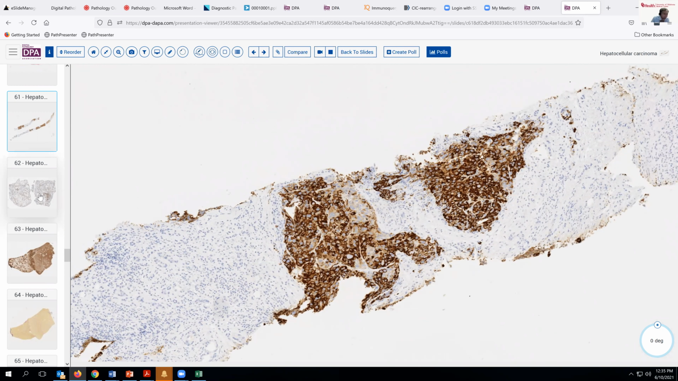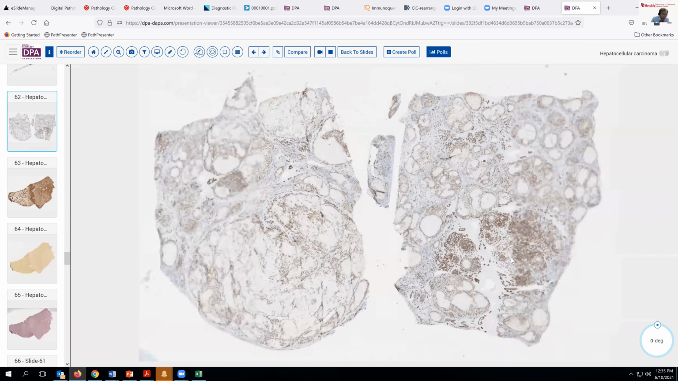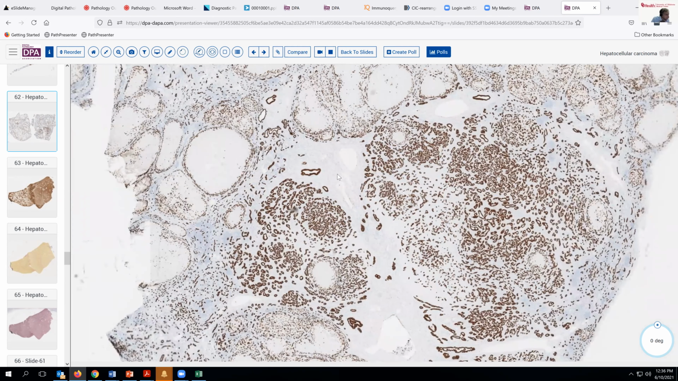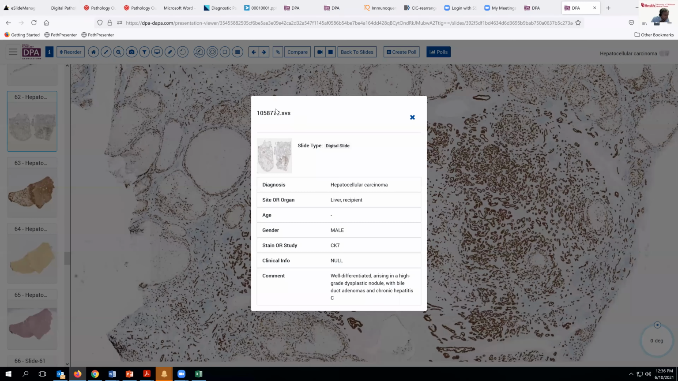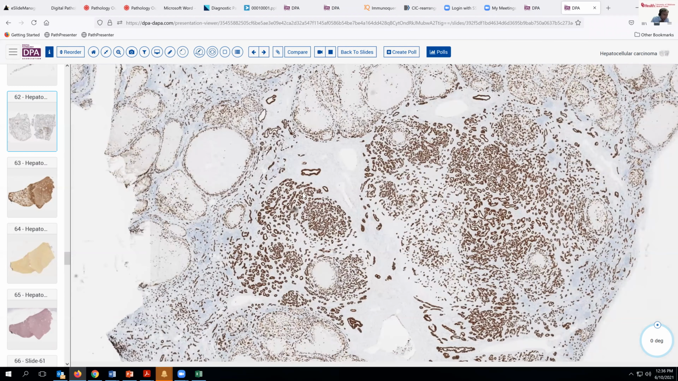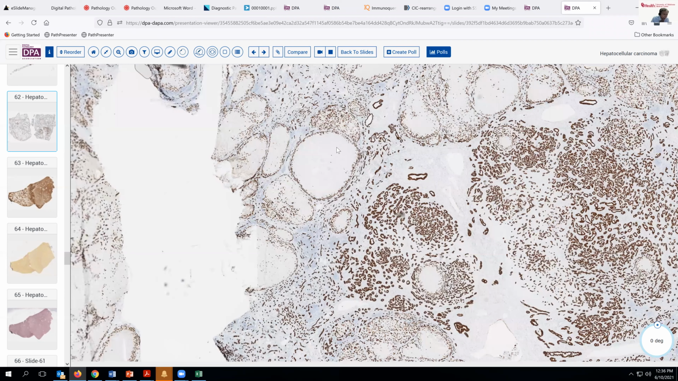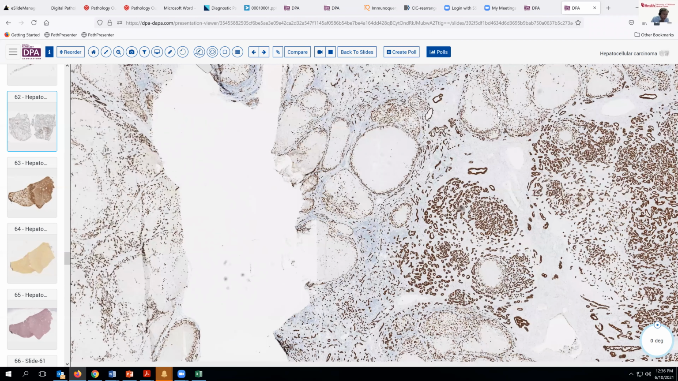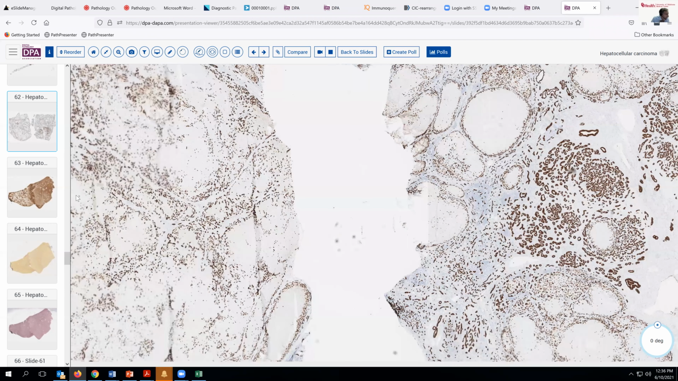Another marker that can be of use here, and this is in a metastatic site, I believe, is CK7. So here we're seeing the biliary epithelium light up, but the dysplastic nodules and the hepatocellular carcinoma are staining negatively.